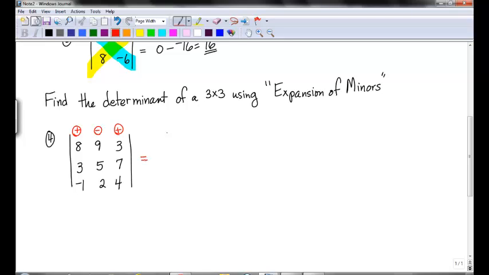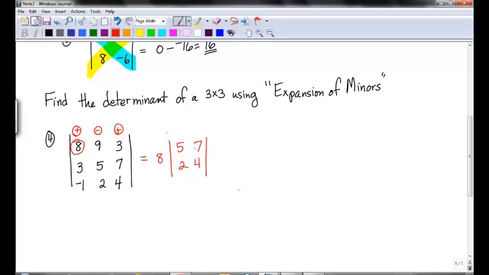When you expand it by minors, that means you're going to go from a 3 by 3 down to 2 by 2s. Okay? You take what's in this first row, first column, okay, and you wipe out that row and that column and take it times the 2 by 2 that's left. So you take the 8, you wipe out the row that 8 is in, the column that the 8's in, and the 2 by 2 that's left, and it's a determinant, so it's 5, 7, 2, 4. Okay?